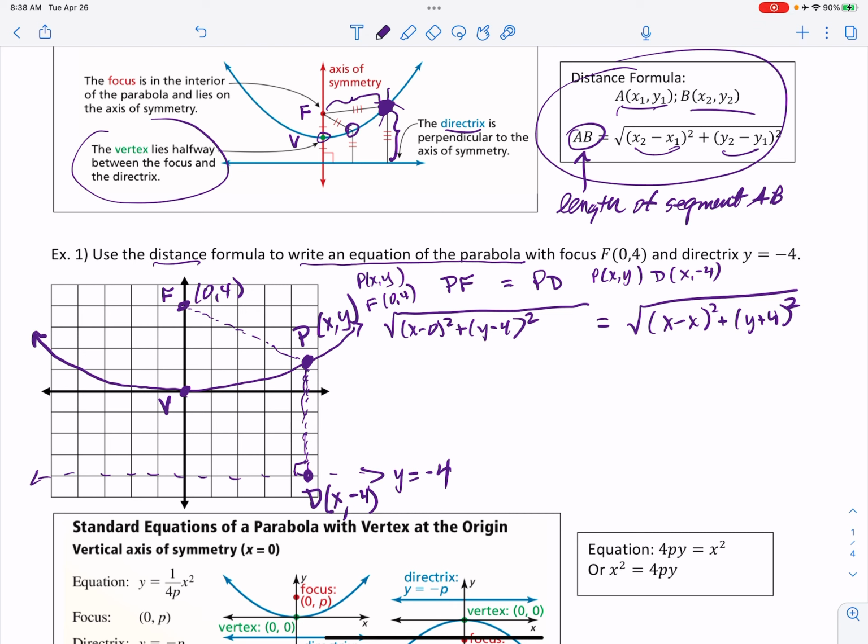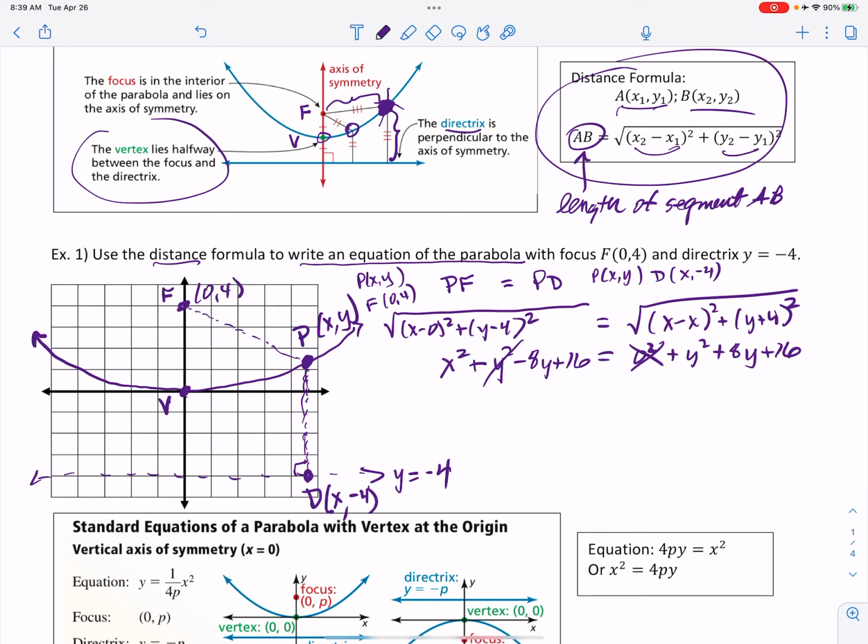Now I'm using that definition, and we're just going to find the equation by working through this. I'm going to square both sides, and therefore the radicals are gone, and then x minus 0 squared is x squared. y minus 4 squared is y squared minus 8y plus 16. Here I've got 0 squared, which is just 0, and then y squared plus 8y plus 16. So the 0 has no value, so it's out of there.